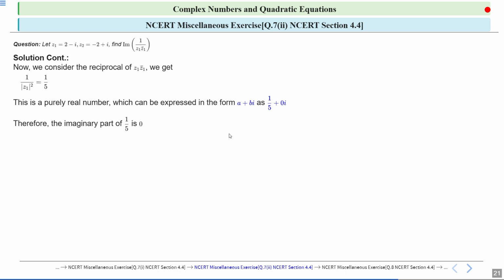Therefore the imaginary part of 1 by 5 is 0. Since there is no iota term in 1 by 5, the coefficient of iota is 0. That's why we get the imaginary part of 1 divided by z1 times z bar equals 0. Therefore, the imaginary part of 1 divided by z1 times z bar equals 0. So I hope this question is clear to all of you. Now let's move to the next question.